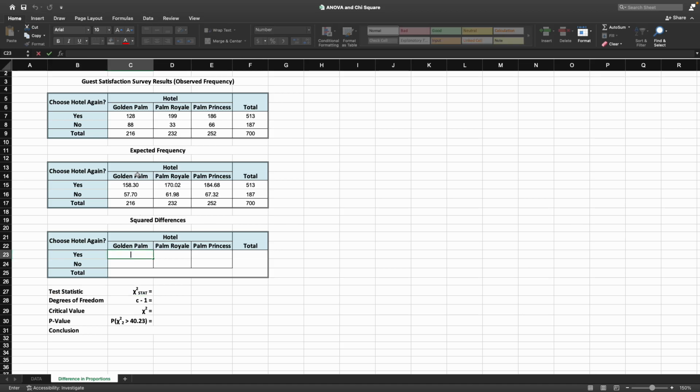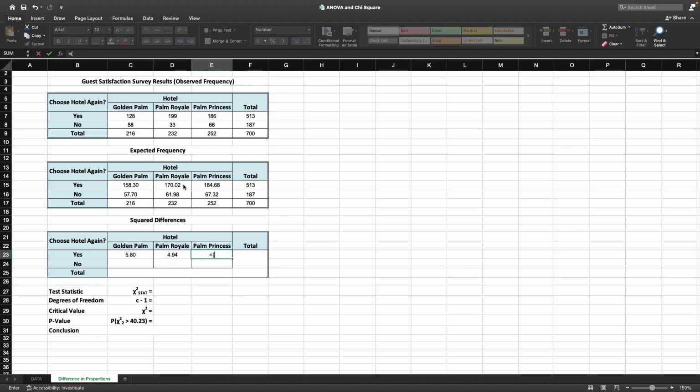Recall that we need to do the observed minus expected, square that difference, divide by expected. We're going to do that for all of these. So let me do equals, 2 left parentheses, observed minus expected, close parenthesis, caret 2 for squaring it, close parenthesis, divide by expected, and then enter. Again, if you ever need to see these, just come up here to the formula and you can see exactly how I did it. So let's keep doing that. Equals open parenthesis, observed minus expected, close parenthesis, square the difference, close parenthesis, divided by expected, enter, we get 4.94.